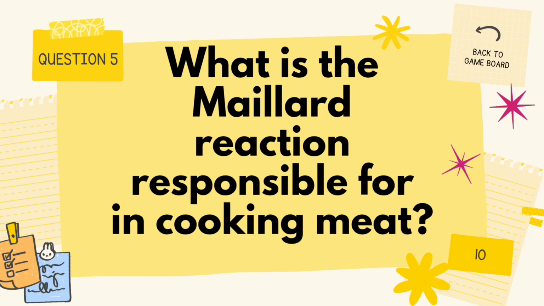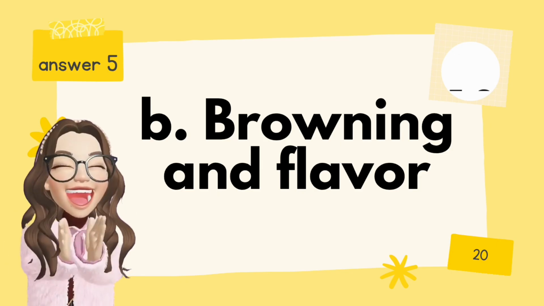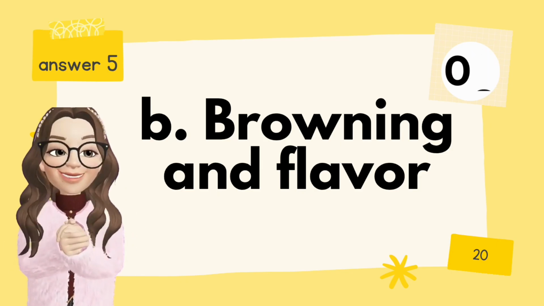Question 5. What is the Maillard reaction responsible for in cooking meat? A. Juiciness. B. Browning and flavor. C. Tenderness. Answer letter B. Browning and flavor.